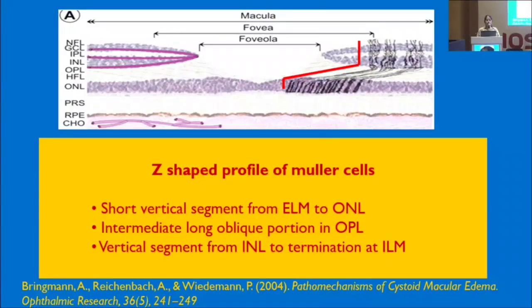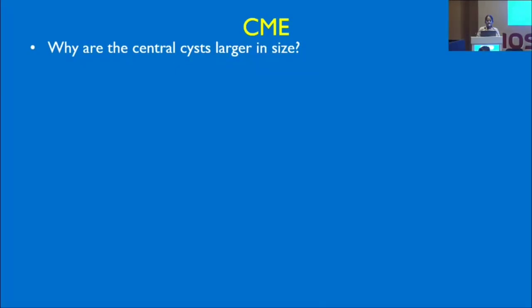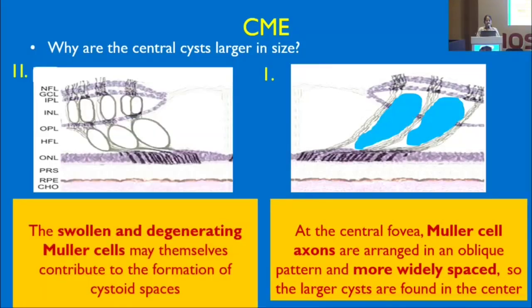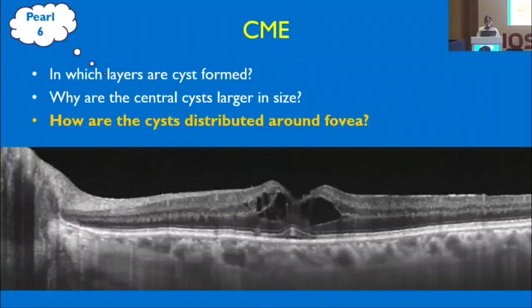Now at the fovea, exactly these Muller cells, they are widely spaced. So therefore the central cysts are larger in size. Muller cell axons are arranged in an oblique pattern as we saw, and they are more widely spaced, so larger cysts are at the center, and perifoveally we have the smaller cysts. Other pathophysiology which has been explained for central larger cysts is that the Muller cells are themselves swollen and degenerated, which leads to the formation of the cystoid spaces.